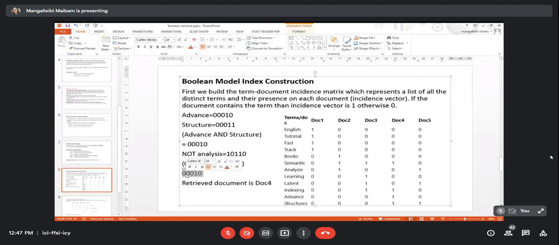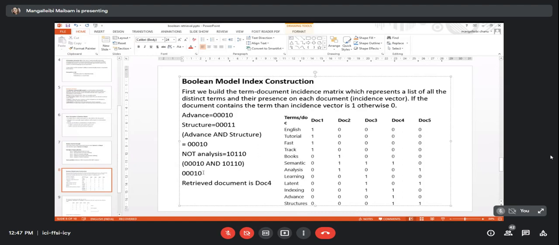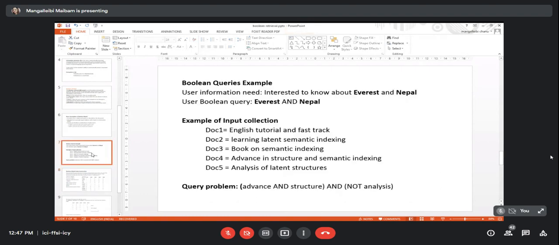So let us check this in document representation. Supposing here we have documents D1, D2, D3, D4 and D5. So in D4 it is 1. That means this particular query, advanced and structure and not analysis, is satisfied by D4. So the retrieved document is D4. Okay, retrieved document is D4.